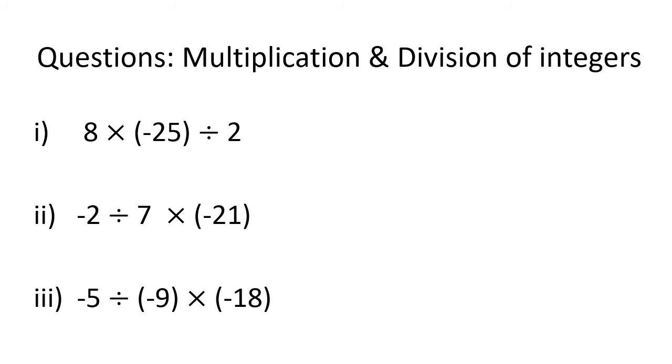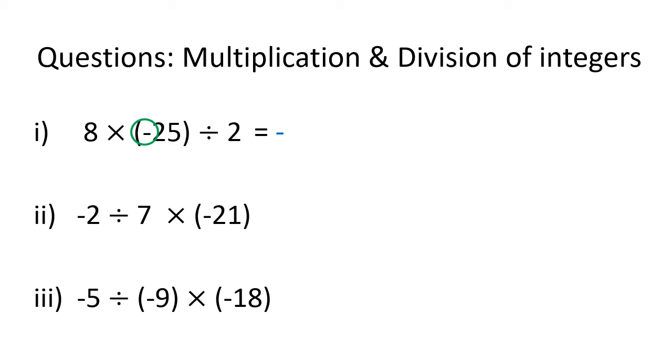Let's try some questions. The first question is 8 times -25 divided by 2. Since we have only a multiplication and a division, we can find the sign first. There is only one negative, so the answer will have the negative sign. Now we can ignore all signs. Then we could calculate 8 times 25.